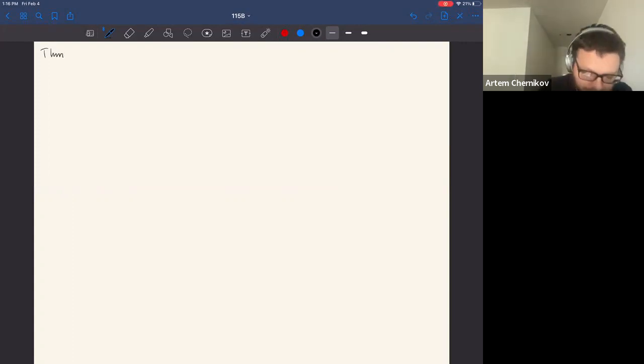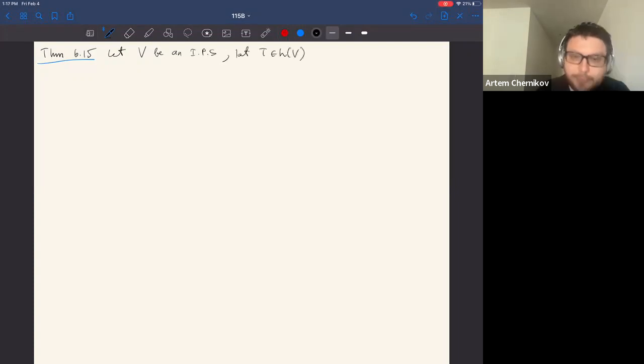So we begin with theorem 6.15, which tells us a number of properties of inner product spaces and normal operators. The situation is as follows. Assume V is an inner product space, okay? And assume that T is a linear operator on V, which is moreover normal, so it commutes with its adjoint. Then we have the following properties of T.